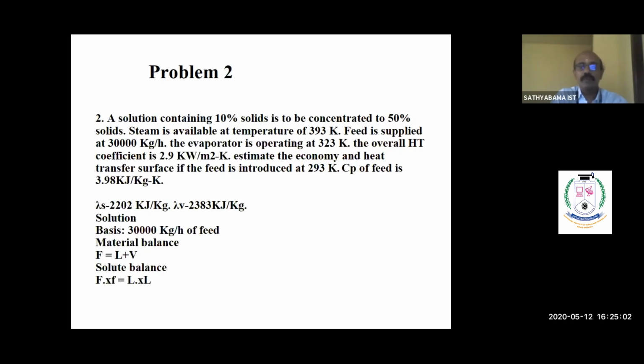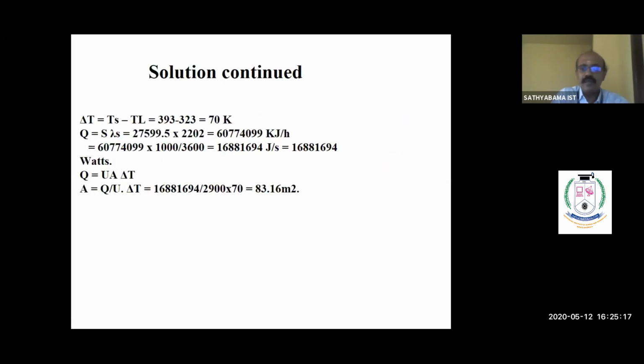So in this problem, the feed specific heat is given. If it is not given, you can assume the value of that of water, that is 4.18 kJ/kg K. So coming to the next one, lambda S is equal to 2202 kJ/kg.